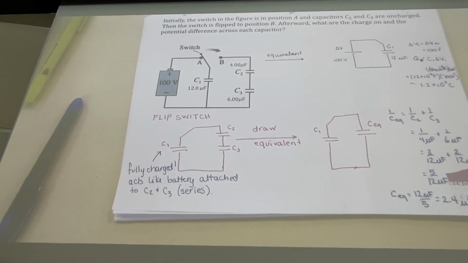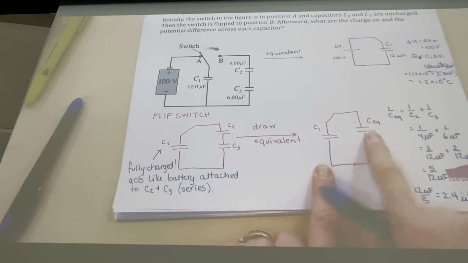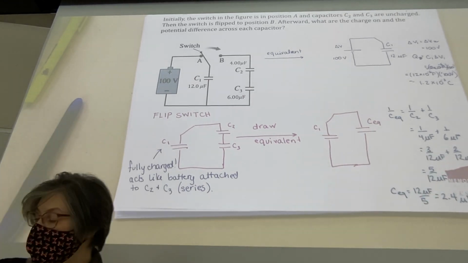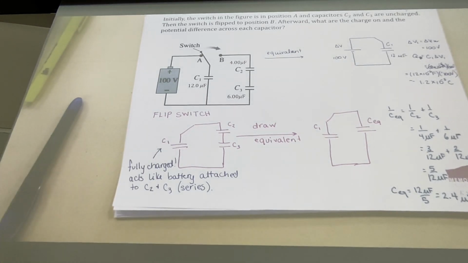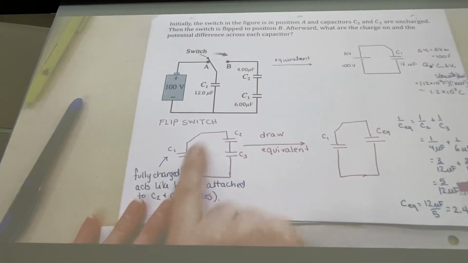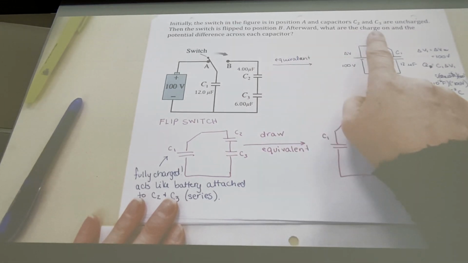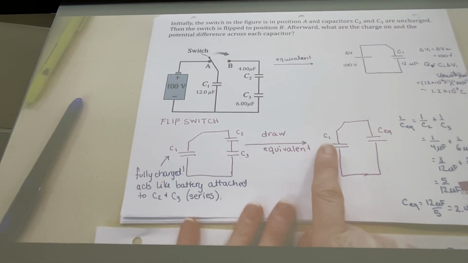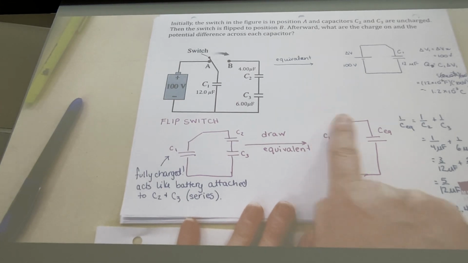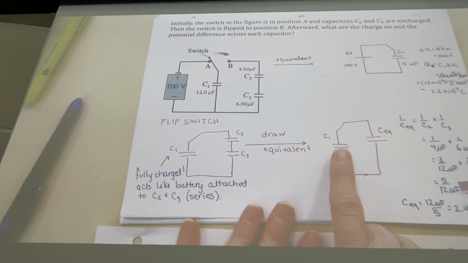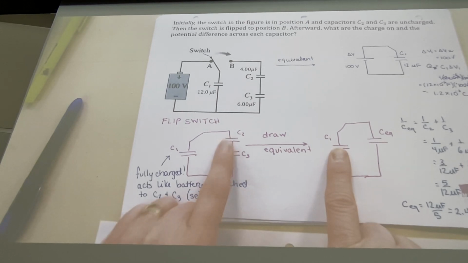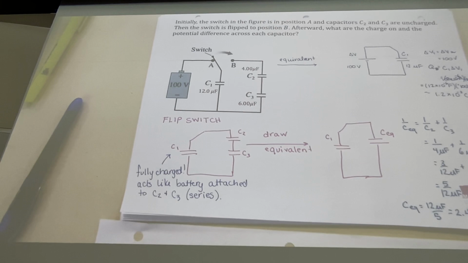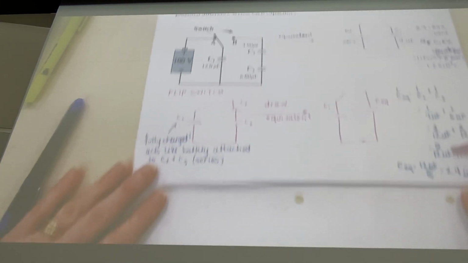Okay, so now what we have is this fully charged capacitor acting to charge up this equivalent capacitance, which is 2.4 microfarads. So our question is, after the switch is in place for a little while, what's the charge on and the potential difference across each capacitor? So now we're going to let some time go. We're going to let the charge flow, and let's see what charge ends up on C1, what's on C2, what's on C3, and what's the potential on each of those things at the end. So there's our goal. That's what the problem is asking us to find.